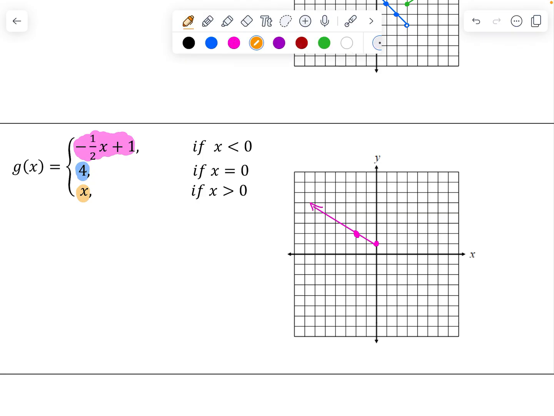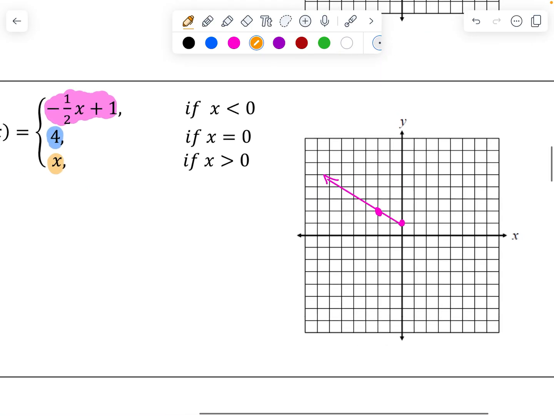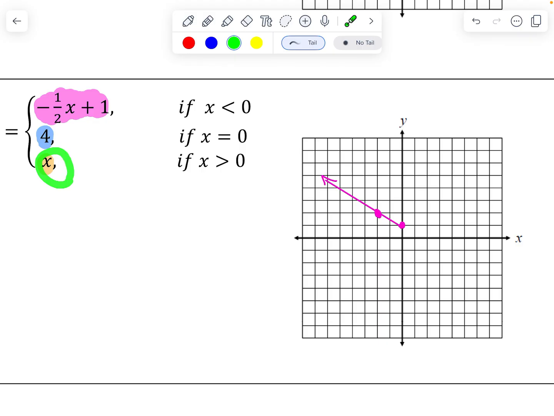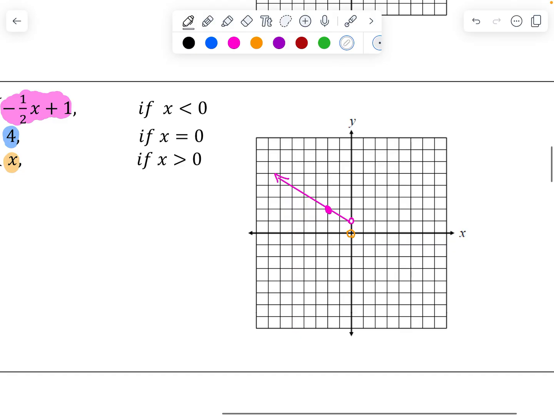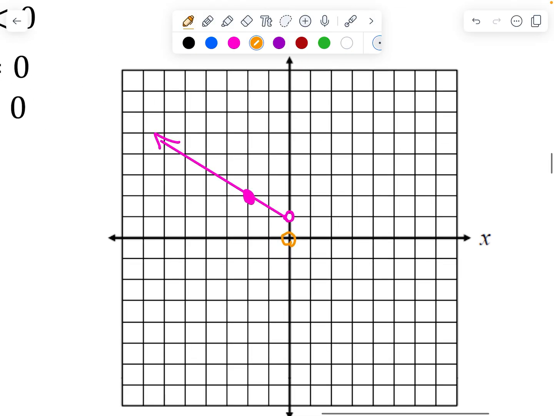Jump down to the orange piece, and we're only graphing that when x is greater than 0. And so this is a line whose slope is 1, and the y-intercept is 0. But now we have a hole there because x has to be greater than. We also have a hole in the pink line because x is only less than, it's not less than or equal to. So that's got to be a hole also. So they're both holes now, which is weird. We have a slope of 1, so up 1 over 1, up 1 over 1. So that piece looks like that.